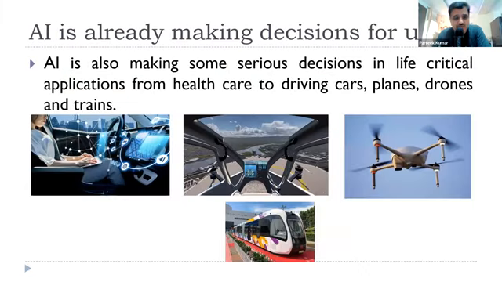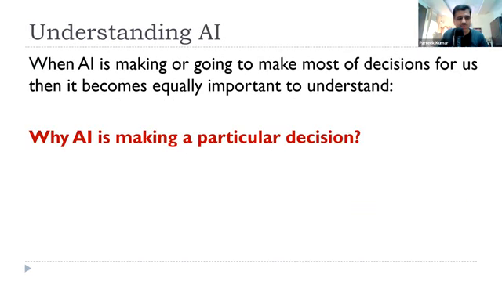We are also using AI for very critical applications like railways, driving cars, planes, drones, and so on. So when we are using AI for very life critical applications, it's very important to have trust in those AI systems. And in order to have trust in those AI systems, explainable AI plays a major role.